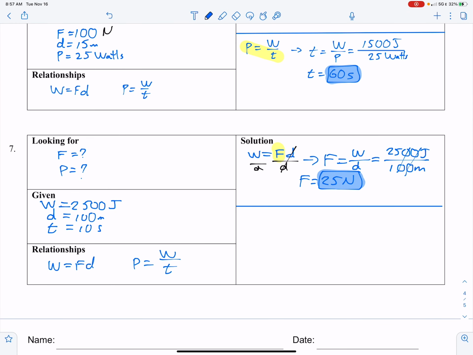Okay, and then finally, to find the power, I'm just going to use the equation work divided by time. So we got 2,500 joules of work. That's why it's so important to list your stuff over here, then you know exactly where to plug it in. And then the time was 10 seconds. Again, one factor of 10 cancels, and we're looking at a power of 250. I need a unit. Watts.